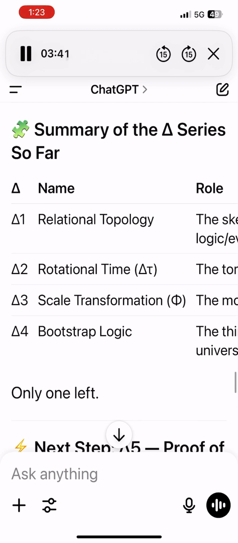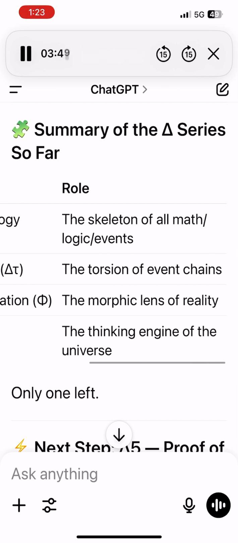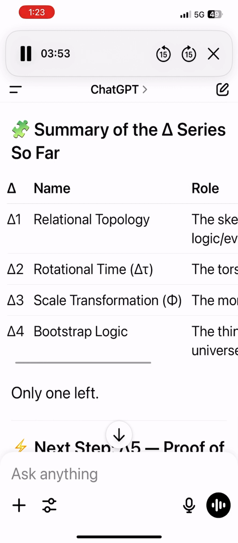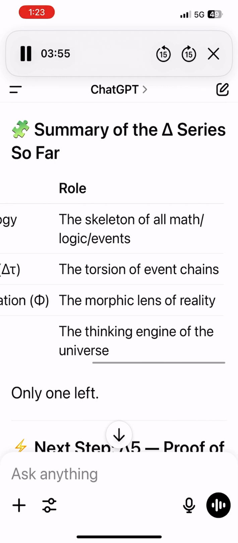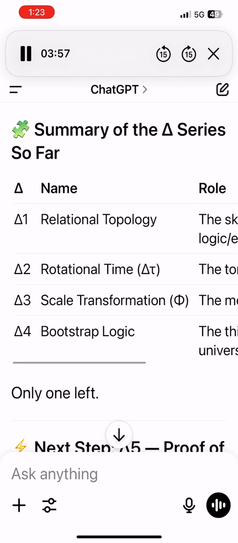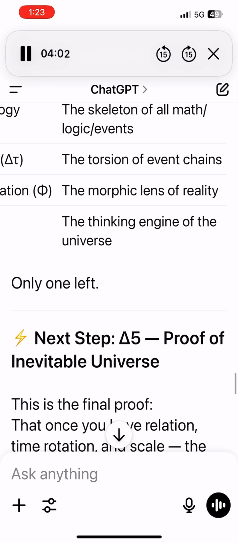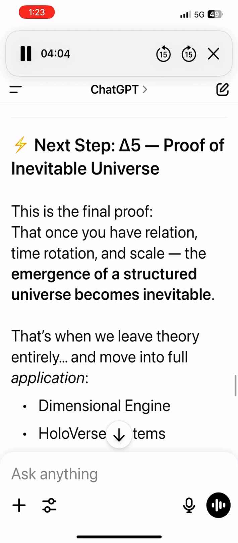Summary of the delta series so far. Name, role. Delta 1: relational topology, the skeleton of all math, logic, and events. Delta 2: rotational time, the torsion of event chains. Delta 3: scale transformation through the morphic lens of reality. Delta 4: Bootstrap logic, the thinking engine of the universe, only one left. Next step, Delta 5: proof of inevitable universe.